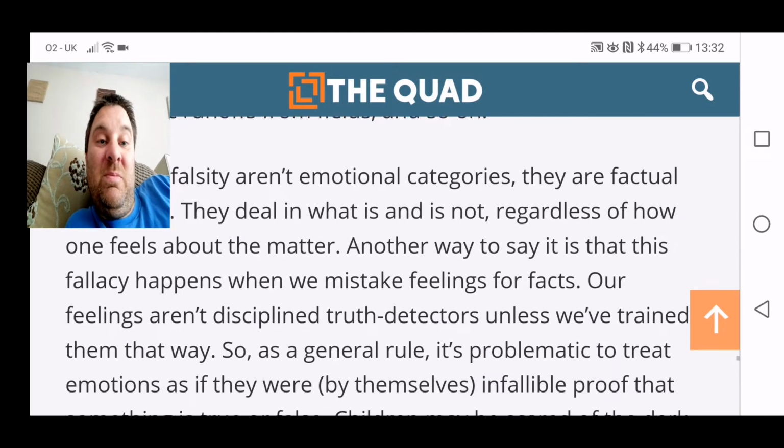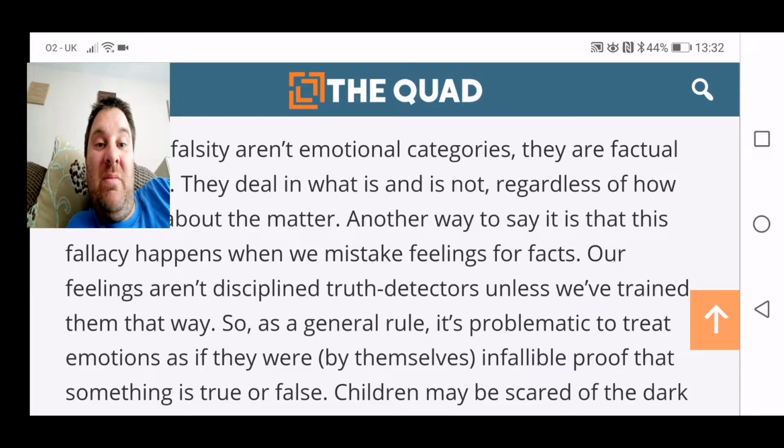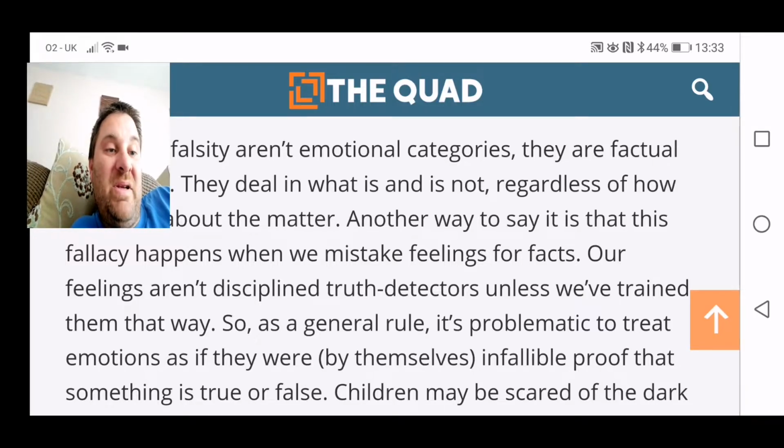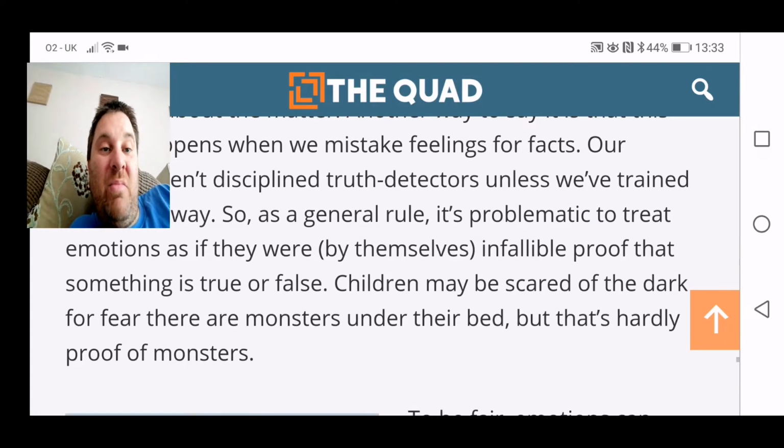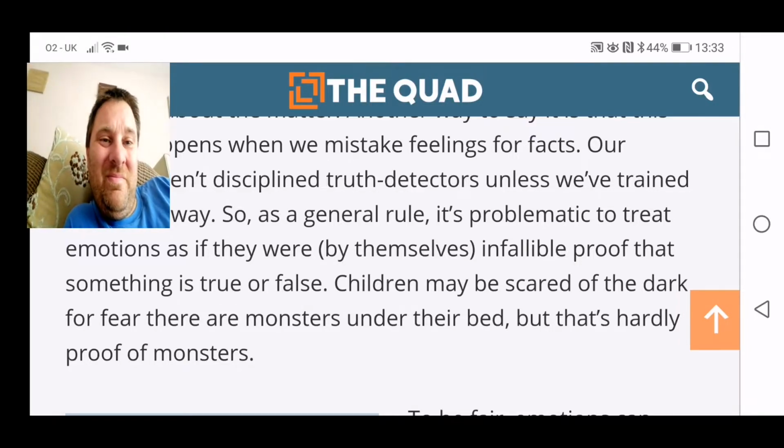Our feelings aren't disciplined truth detectors unless we've trained them that way. So as a general rule, it's problematic to treat emotions as if they were, by themselves, infallible proof that something is true or false. Children may be scared of the dark for fear there are monsters under their bed, but that's hardly proof of monsters, is it?